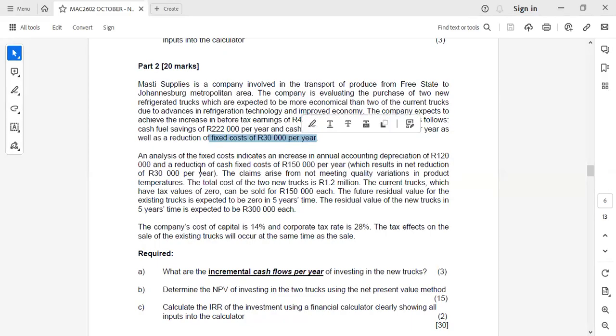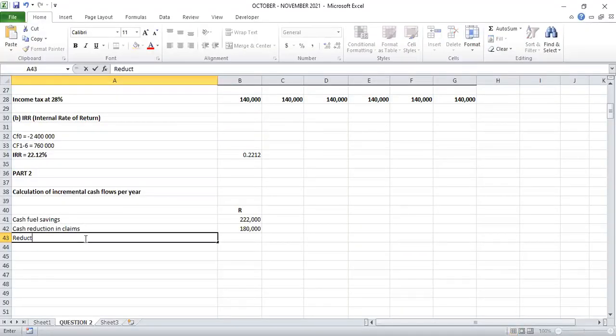Then the fixed cost is made up of two things. It's given here, down here. So let's read where it's given. In analysis of the fixed cost indicates an increase in depreciation of 120. Depreciation is a non-cash item. So when we're looking at cash flows, we don't include depreciation. We don't include depreciation when determining cash flows. And a reduction of cash fixed cost of 150,000. So there's a reduction in cash fixed cost. $150,000.